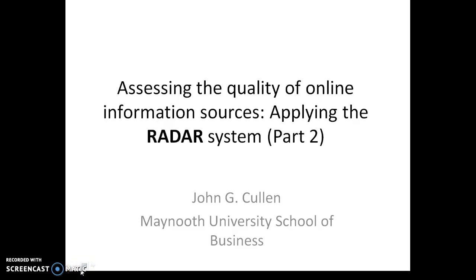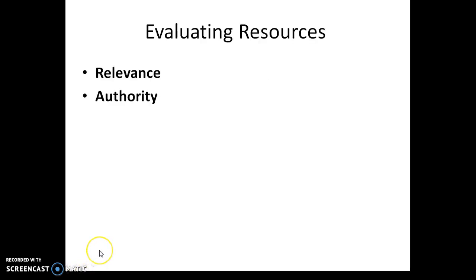So this is part two of our exploration of the RADAR system, assessing the quality of online information resources, a guide for students, which is specifically designed for business students, and I suppose in an Irish and UK context as well, seeing as we discussed the ABS system in a previous video. In part one of this video, we've looked at the criteria of relevance and authority, and in this one we're going to look at the DAR parts of the RADAR approach, and we'll see some interrelationships between them.